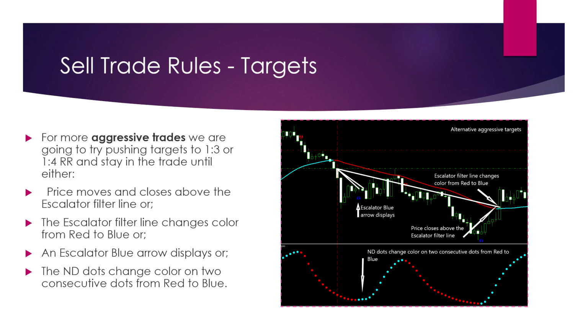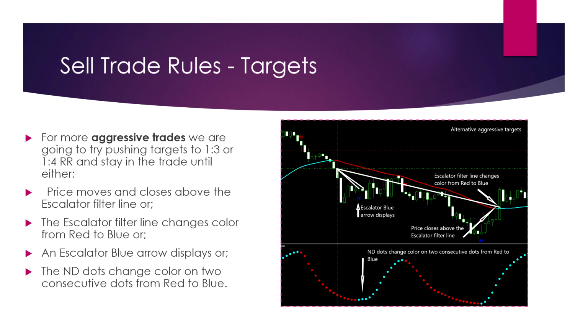For more aggressive trades, we are going to try pushing targets to 1 to 3 or 1 to 4 risk reward and stay in the trade until either price moves and closes above the escalator filter line, or the escalator filter line changes color from red to blue, or an escalator blue arrow displays, or the ND dot changes color on 2 consecutive dots from red to blue.